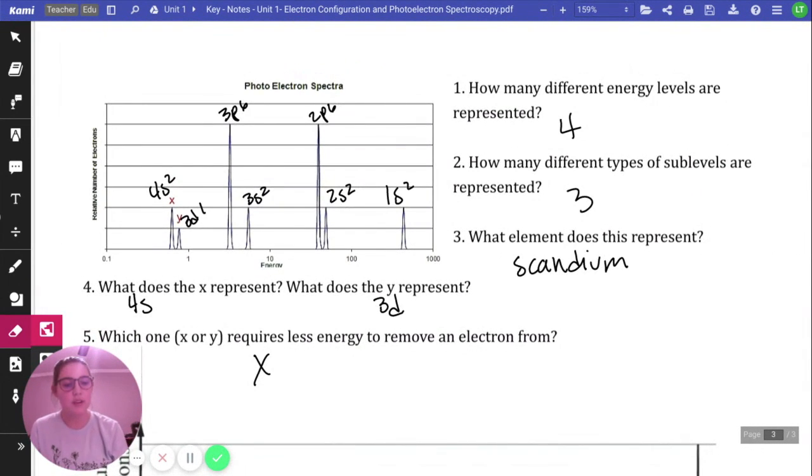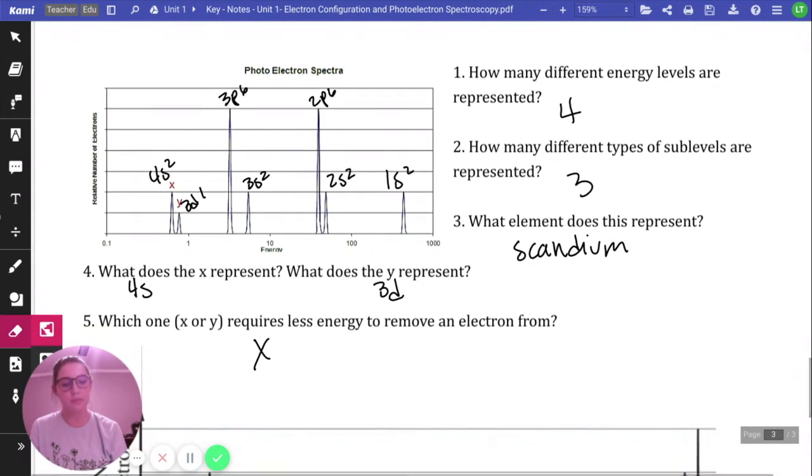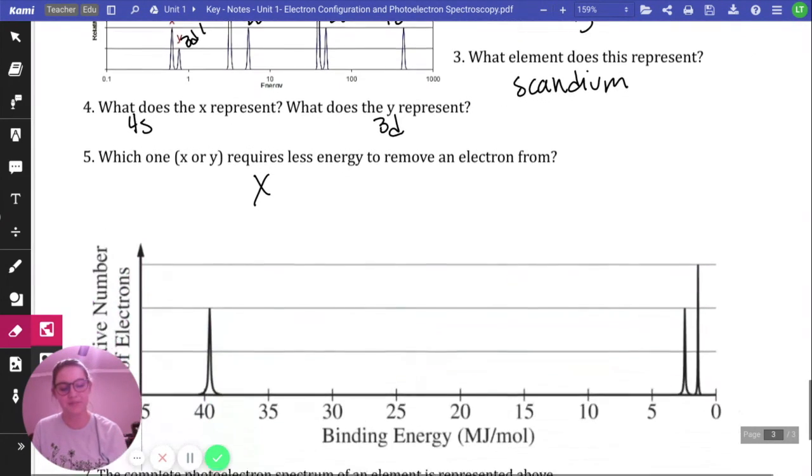So our questions here, how many energy levels are represented? 4. How many different types of sublevels? We have 3. We have our S, P, and D in this one. This element is scandium. X represents our 4s, and then Y represents 3d. And then X does have less energy to remove an electron.